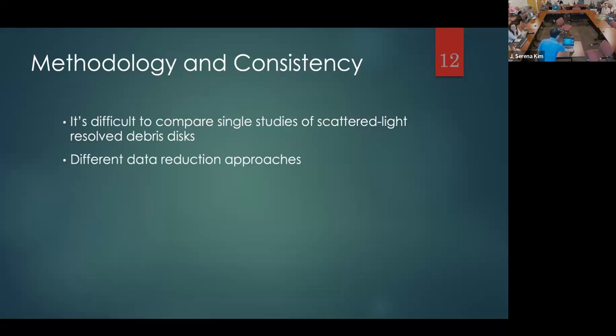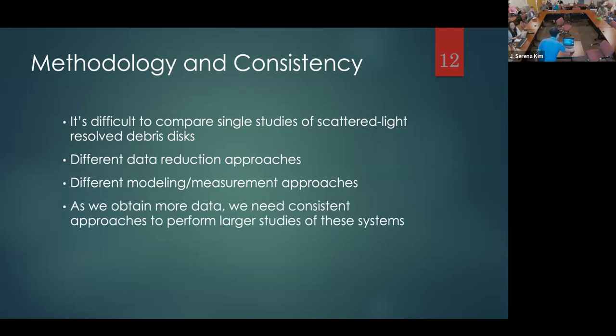So yeah, I already mentioned it's difficult to compare all of these single studies of these different debris disks, as you're not comparing apples to apples, really. And this is most critical when it comes to understanding the modeling and the measurement approaches of these systems, or the characterization approaches.